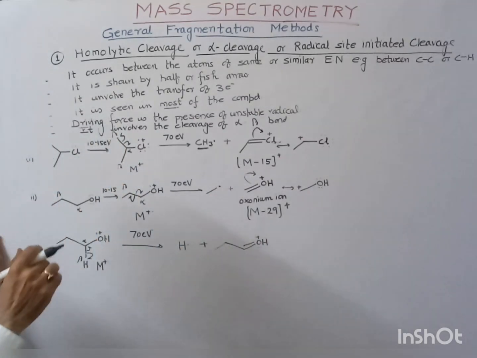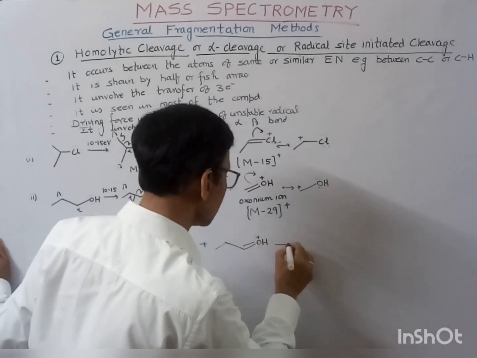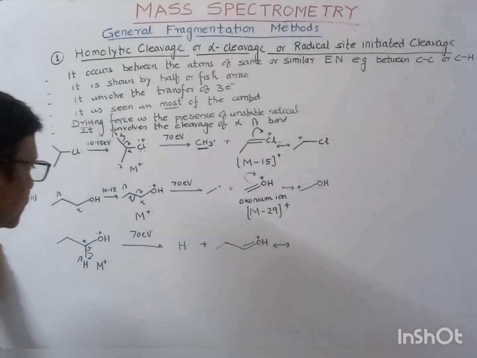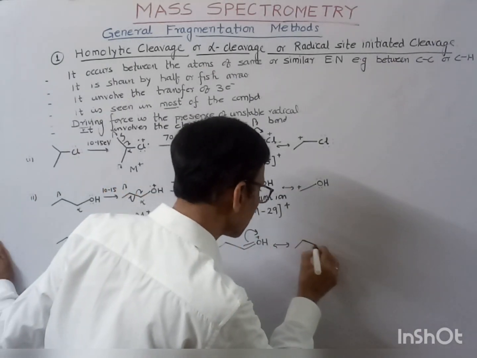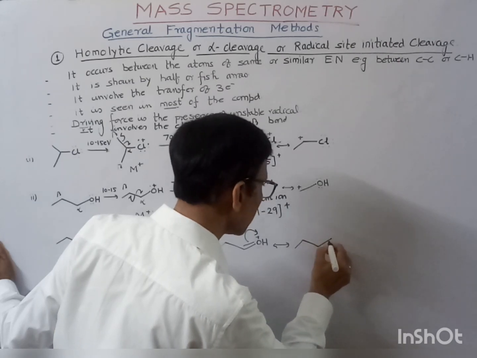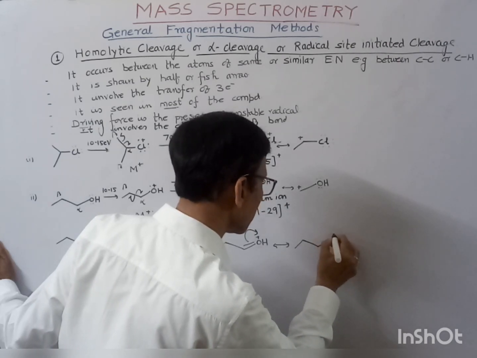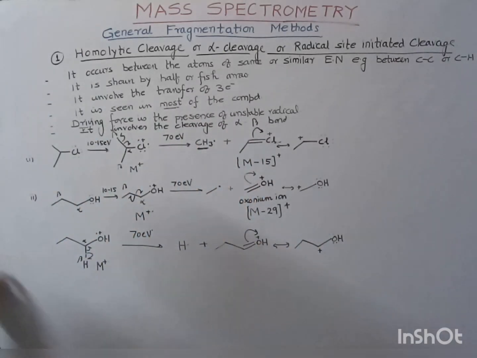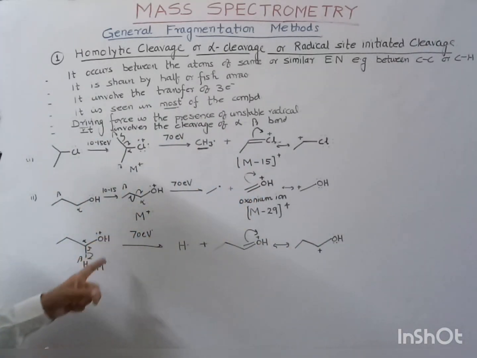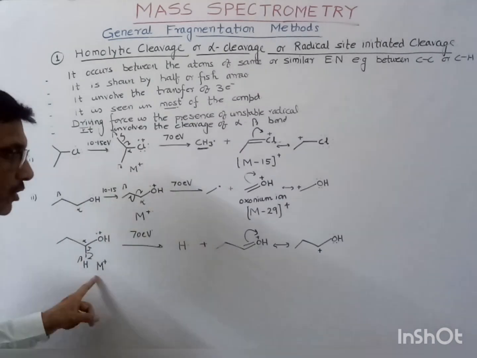So now this is resonance stabilized. This is again resonance stabilized, and you may write the resonance stabilized structure. So one of the peaks appears at this, that is the molecular ion peak due to the molecular ion.